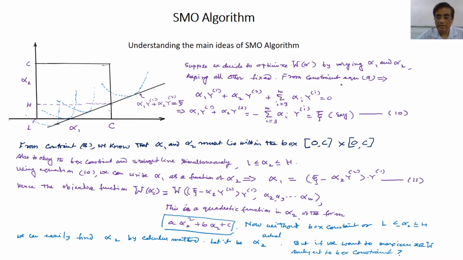So from constraint equation 9, which is exactly what I told you we got by differentiating with respect to b and setting it to 0, sum over i equals 1 to m of alpha i y i equals 0. So that's the constraint, and we will use that constraint again for finding the values of alpha.